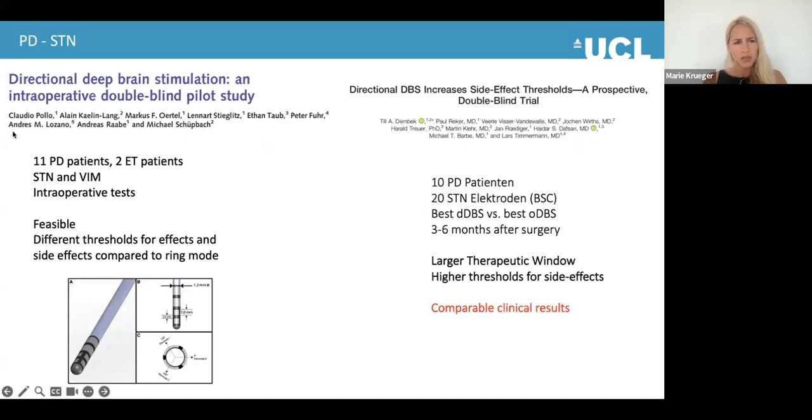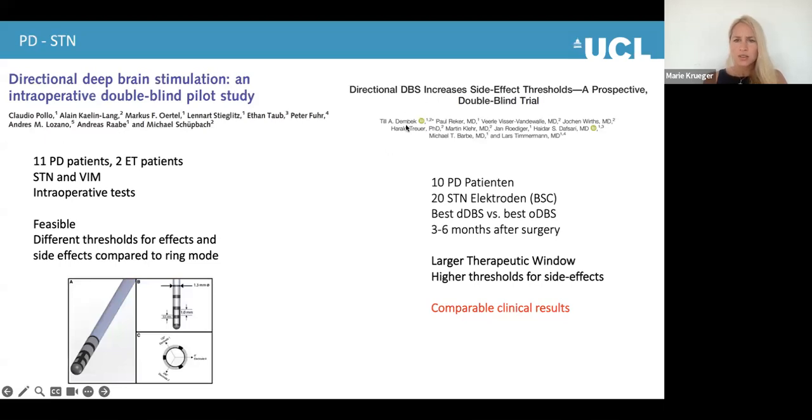This is the first ever published study by Polo. They did intraoperative tests, 11 PD patients, 2 ET patients, STN and VIM, and they basically found that the thresholds for effects and side effects were different when they compared the single contacts to the ring mode.